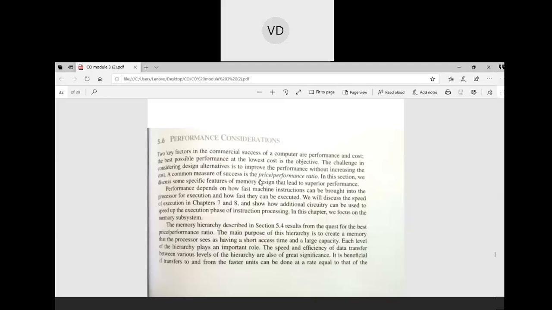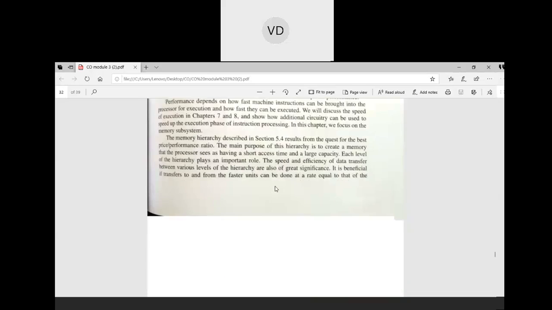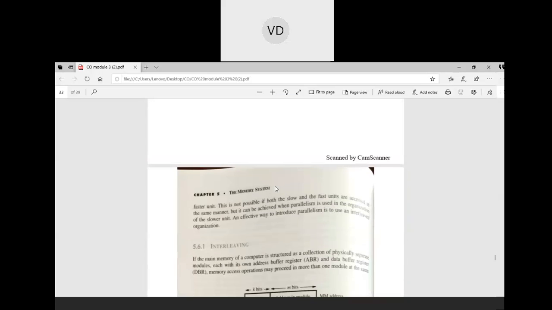Then we have to find out the price performance ratio. Price means cost. If the cost is less, the performance is also not good. If the cost is more, the computer's performance is high. Ideally the ratio should be such that cost decreases while performance increases, but it is not happening like that. So we are going to see how we can increase the performance.